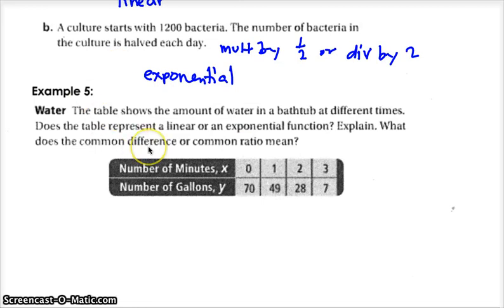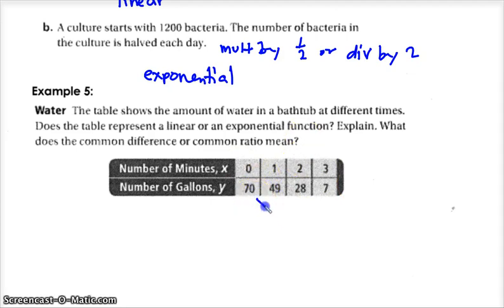Example number 5, I've got a table that shows the amount of water in a bathtub at different times. Does the table represent a linear or an exponential function? Explain. What does the common difference or common ratio mean? So again, when I'm left with this table, I want to try to check for a common difference first, and if I don't have a common difference, I can move on to try to find a common ratio.